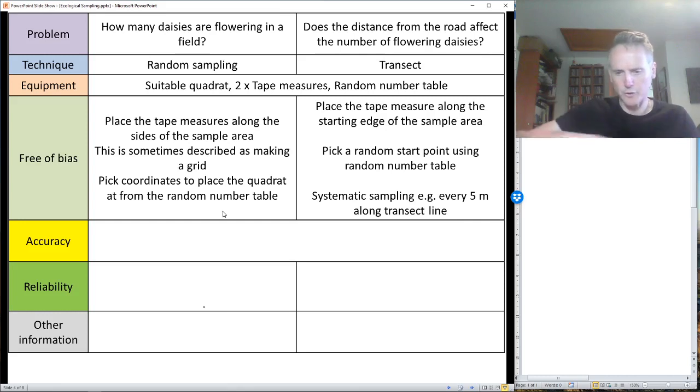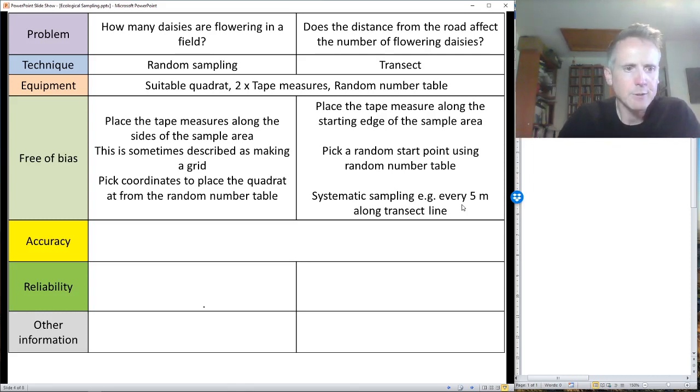So if I've got a road and I want to see if it changes from that road, I'll put it parallel to the road to pick a random starting point. Again, I'll use a random number table. I'll get that into my answer, and then you sample every 5 meters. So it's systematically sampled. It doesn't have to be 5 meters, I've just made that number up, but I'm not going to sample at random places after that. I just have a random starting point and then you measure at set distances. Again, I'll show you a summary diagram at the end.